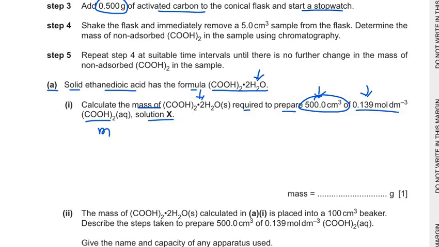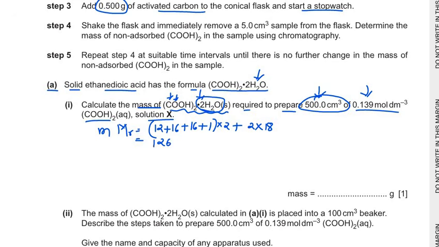If we want to find the mass, first of all we need to calculate the Mr of ethanedioic acid of this formula. If you apply that, then we have 12 for carbon, oxygen is 16, so 16 again plus 16 plus 1 for the COOH. That fully has to be multiplied by 2, plus 2 molecules of water, so 2 into 18. Water is 18, we already know. If we total this up, we have the Mr of 126 g. Now this is the 126 Mr.